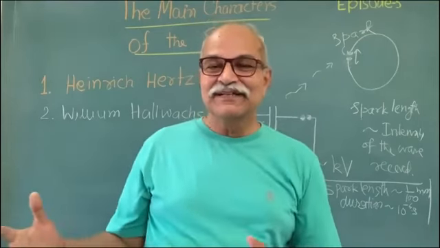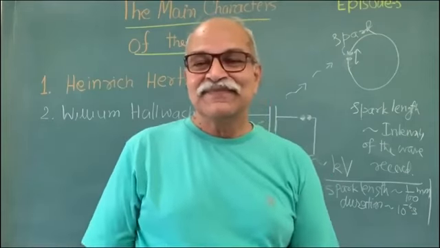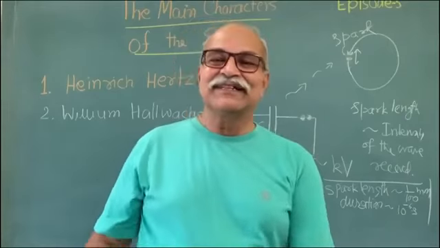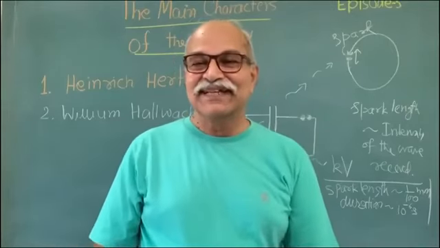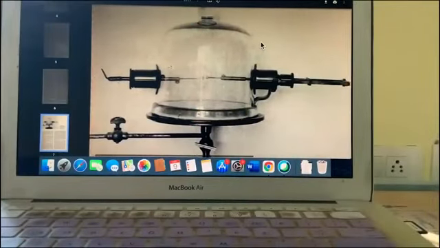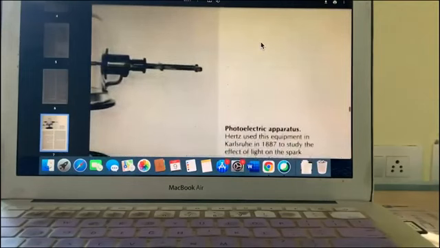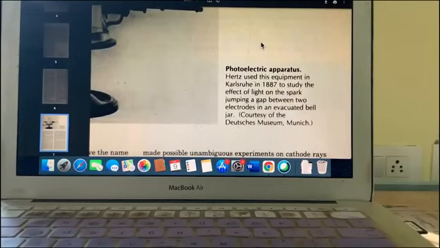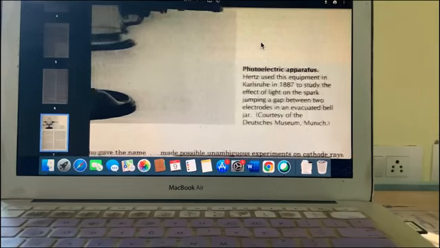In fact, it was a big 16-page paper in German, and I could not get the original, but the description is available in many places. Just see the apparatus. This is the original apparatus, and the article says that Hallwachs used this equipment in Karlsruhe in 1887 to study the effect of light on the spark jumping a gap between two electrodes in an evacuated bell jar. This is in the Deutsches Museum, Munich.